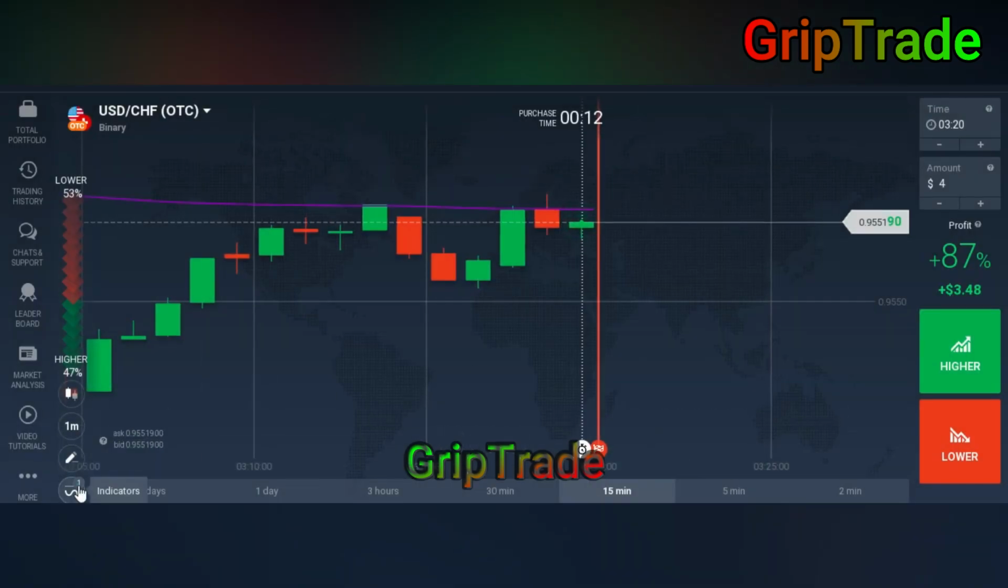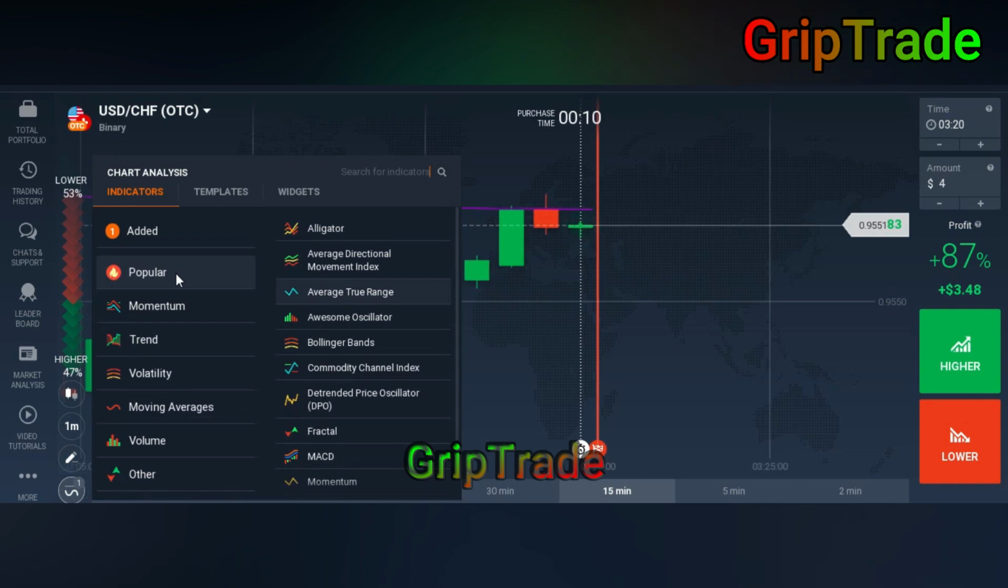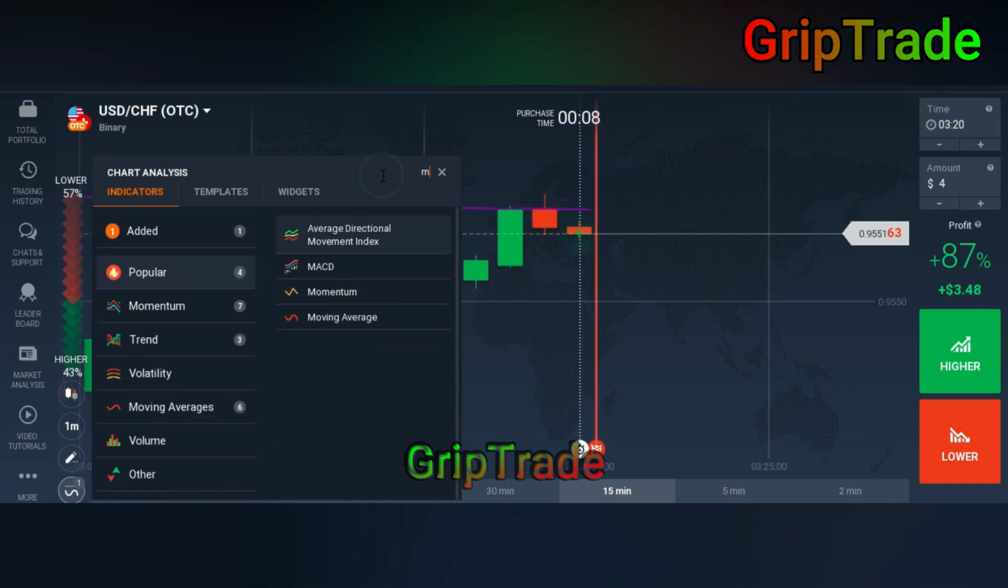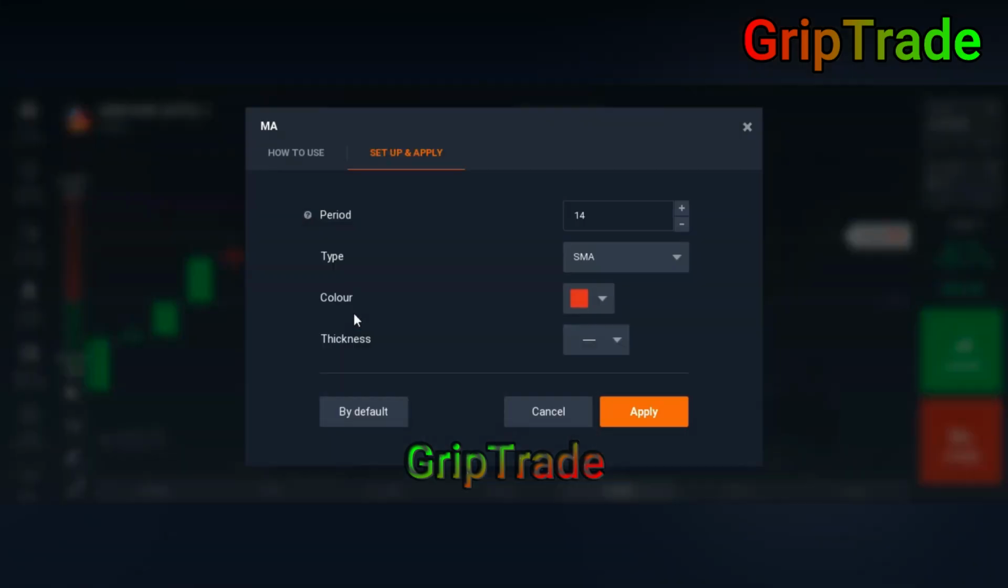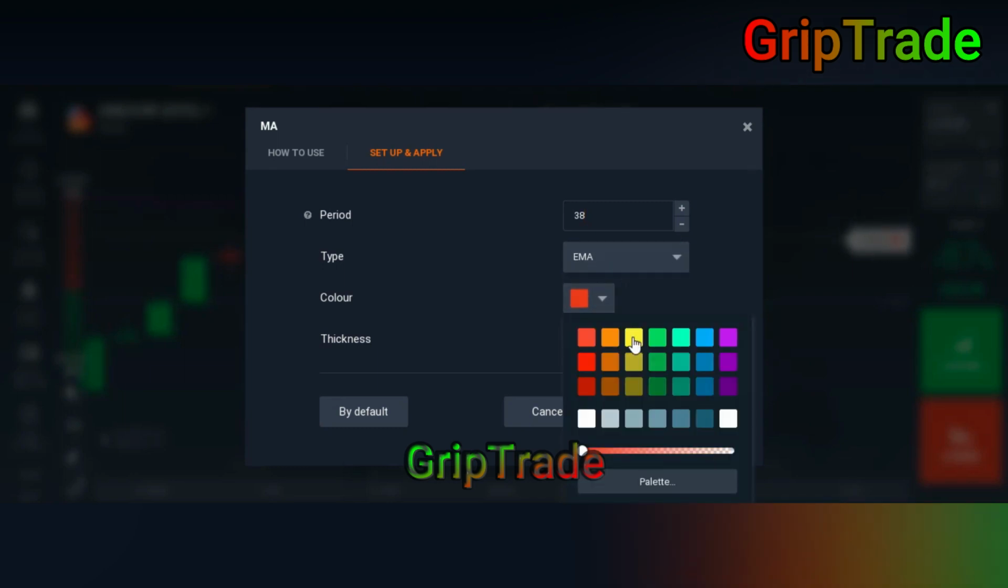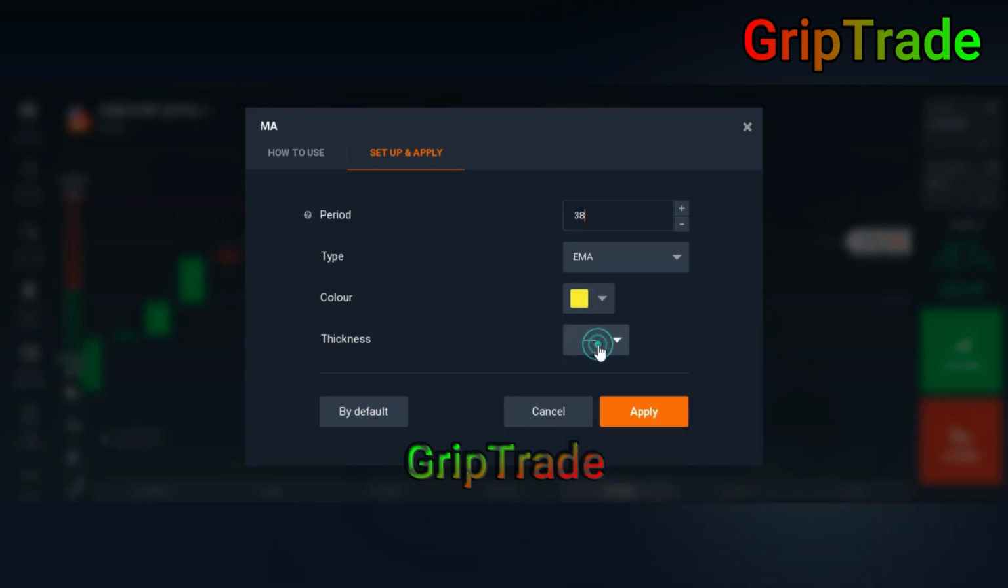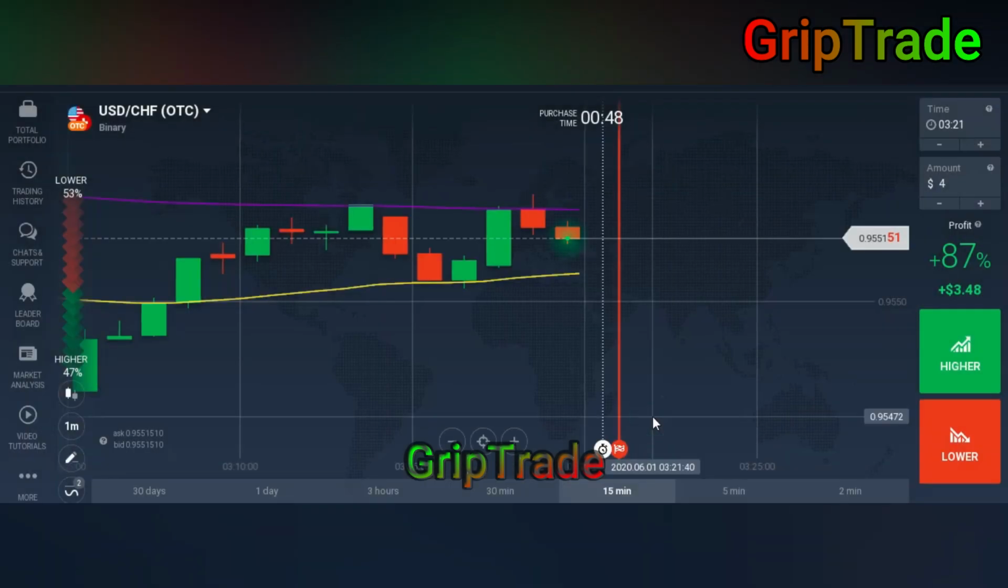Now you need to go into the indicators window again, in the popular. You need to find the moving average again, and you need to set the second moving average. Its period is 38. The type is again EMA. Select the color of your choice. However, I selected yellow. Thickness should be set as super bold, and there you apply.